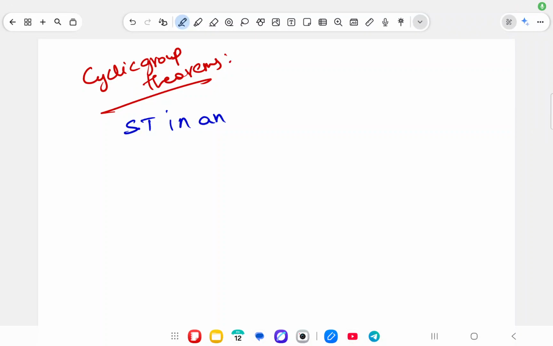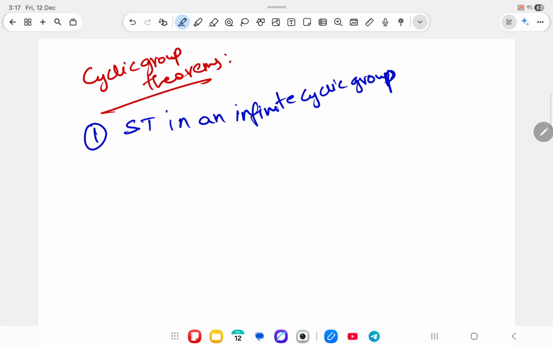Group theorems today. So the first one is: show that in an infinite cyclic group, the number of generators is 2. Now because this is an infinite cyclic group, let a be a generator.